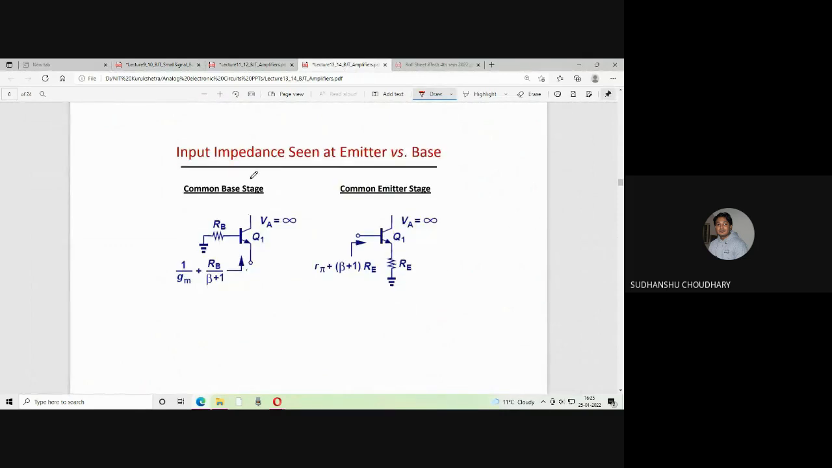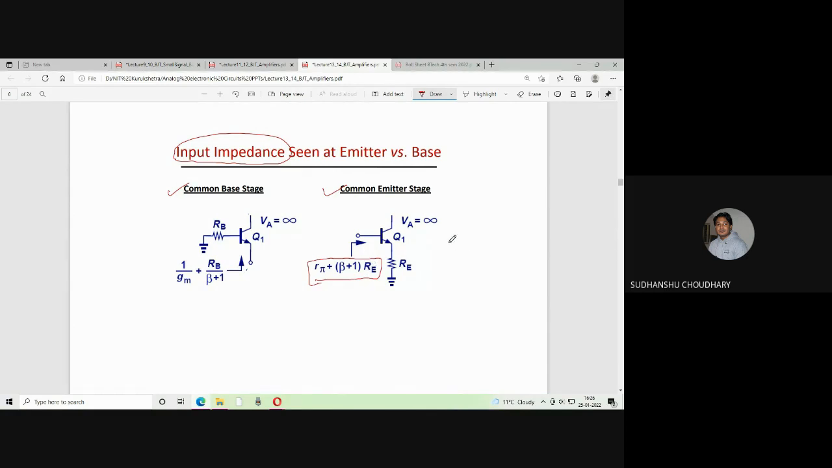So for the common emitter stage, the input impedance was different while looking into the base, not on the emitter side. We are comparing the input impedance of both stages, common base and common emitter. We are not comparing the impedance looking into the emitter side. For the common emitter stage, input impedance is calculated on the base side, which was R pi plus beta plus 1 Ra.